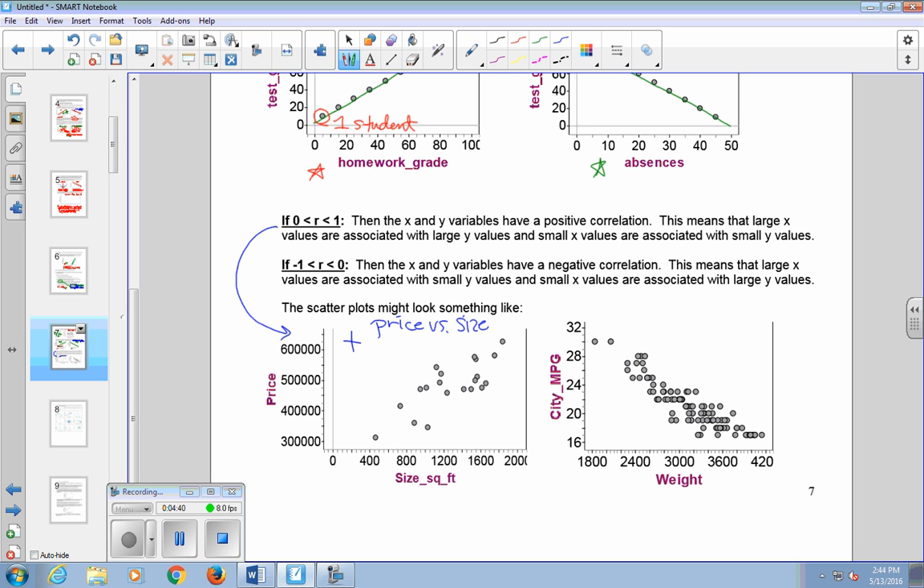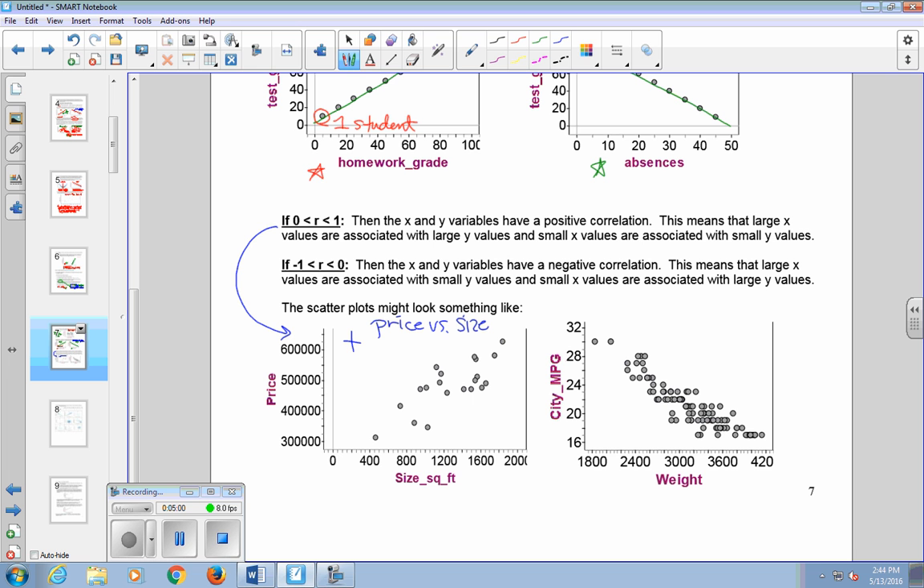And it shows us that knowing the size of the house gives us a ballpark idea of the price of the house. It's not going to be a perfect prediction because there are other factors involved. You might be able to account for or explain some of those other variables. Location of the house, for instance, might account for part of that price difference.